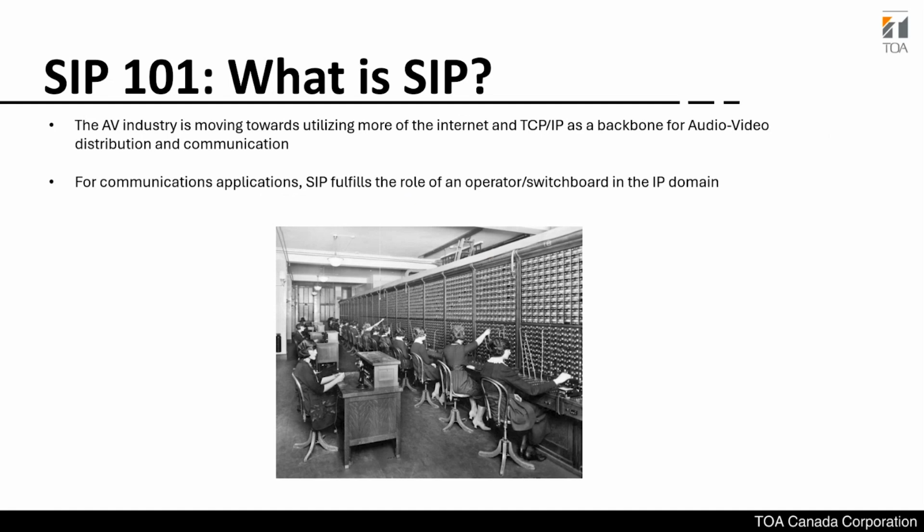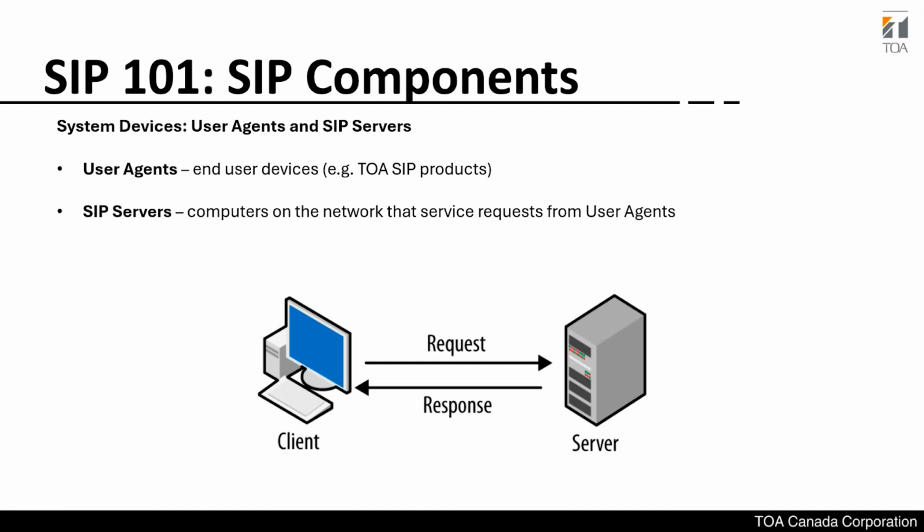So why are we moving to SIP? The AV industry is right now moving more to IP protocols. Maybe you have heard about audio video over IP, which is a more robust and versatile system that supports not only audio and video, but also control in some scenarios. And again, as I mentioned before, SIP fulfills the role of the operator switchboard in the IP domain. So let's discuss the SIP components.